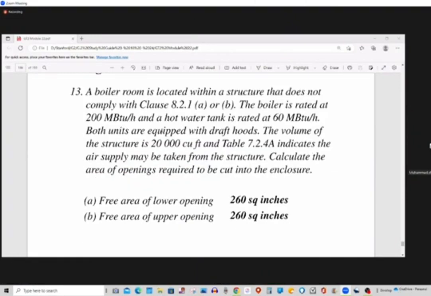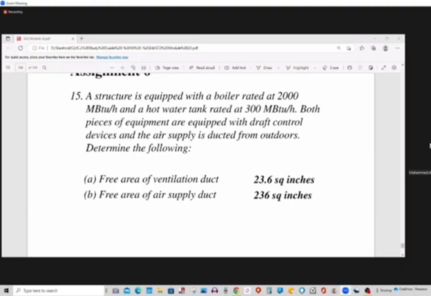Mr. Ali? Yes, sir. I'm here. Yeah, would you get number 15 then? Okay. A structure is equipped with a boiler rated at 2,000 million BTUs per hour and a hot water tank rated at 300 million BTUs per hour. Both pieces of equipment are equipped with draft control devices and the air supply is ducted from outdoors. Determine the following. Sir, it is more than 400,000 BTU.